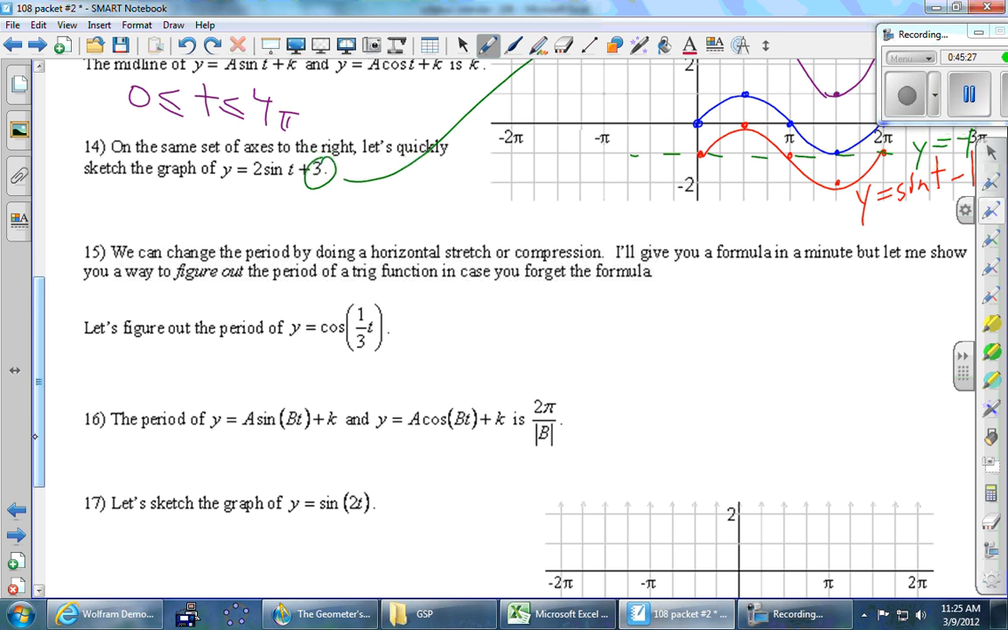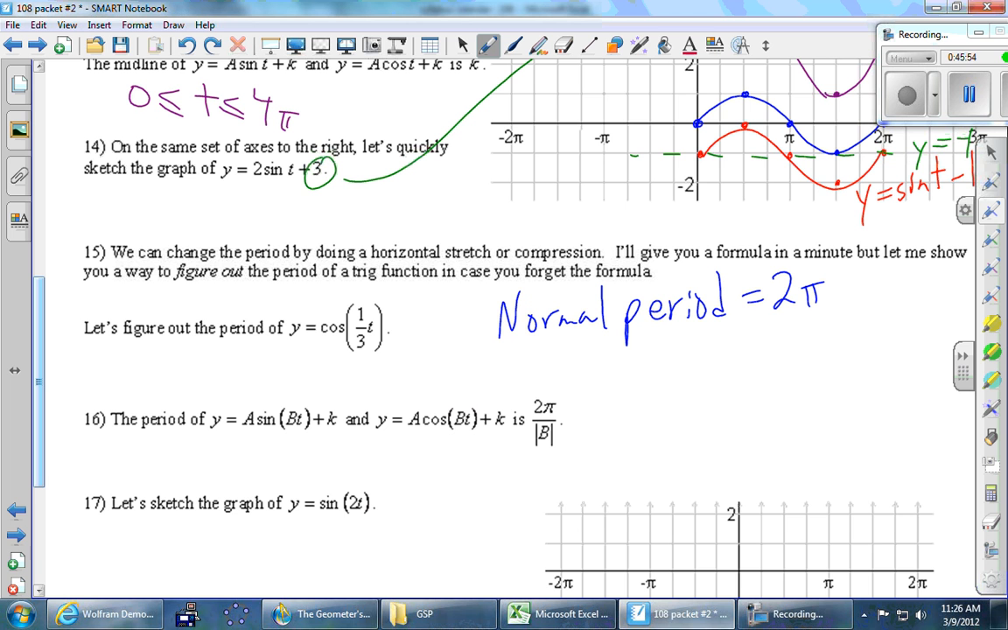Okay, so we've got a 1/3 times t. We know this is a horizontal change. It's either a stretch or a compression. I always get them backwards, but let me show you a way to figure out what the new period is supposed to be. What's the normal period for cosine or for sine? How long does it take for us to get copies of the whole thing? 2 pi, right? You're seeing a complete cycle here. So normally the period is 2 pi.